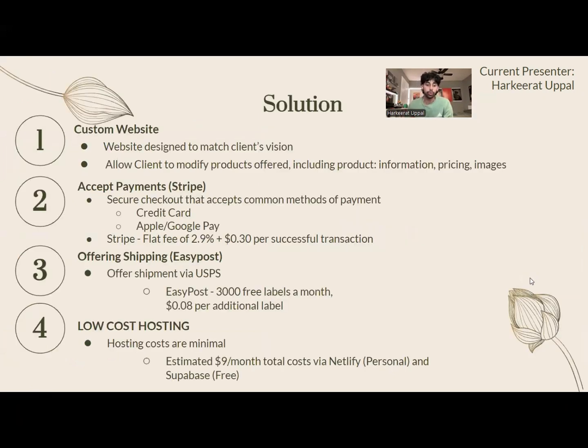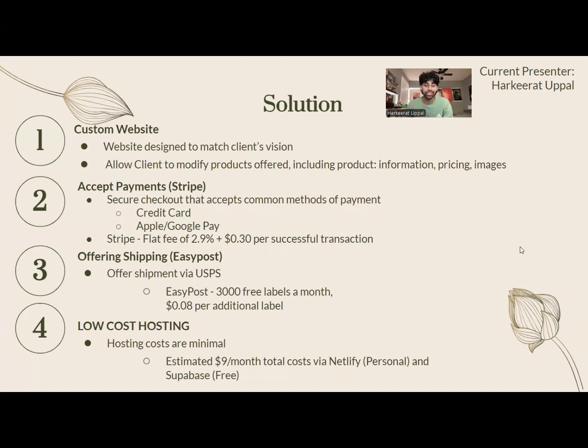Our solution will comprise four things. A fully custom website, matched to the client's vision. The client will be able to modify the products, including the information, pricing, and images. So she'll be able to add products and remove products off her webpage. The way we're going to accept payments is using the Stripe API. This is a secure checkout that accepts common forms of payment like credit card, Apple Pay, and Google Pay. This was the real point for our client, to accept common forms of payment like this. And Stripe has a flat fee of 2.9% plus 30 cents on each successful transaction.